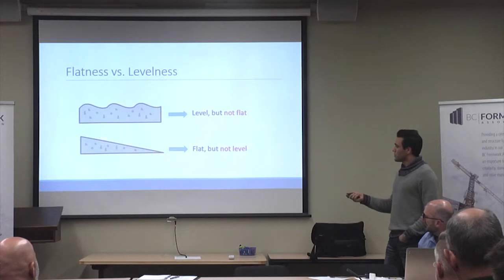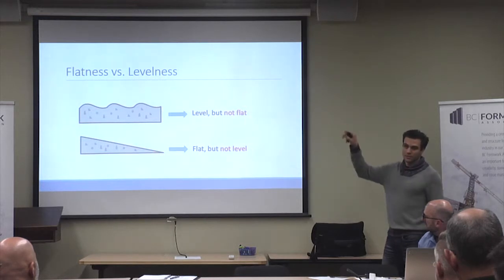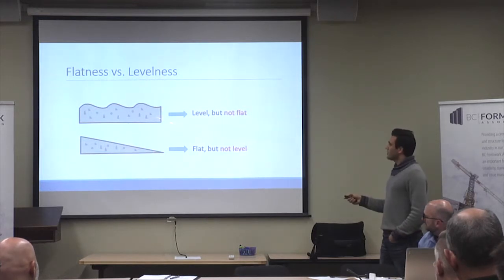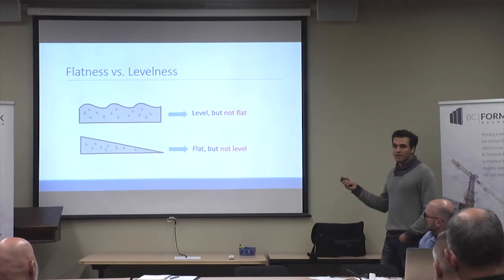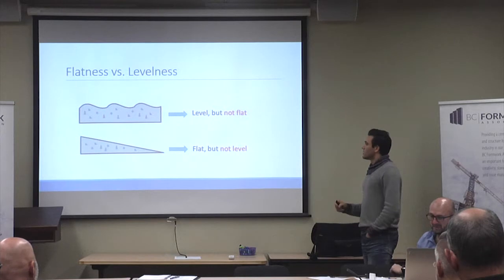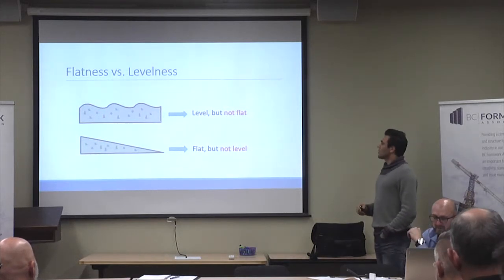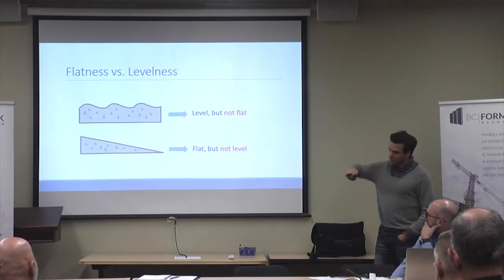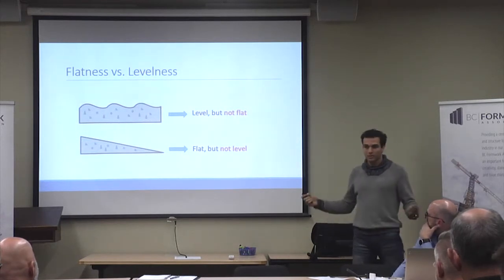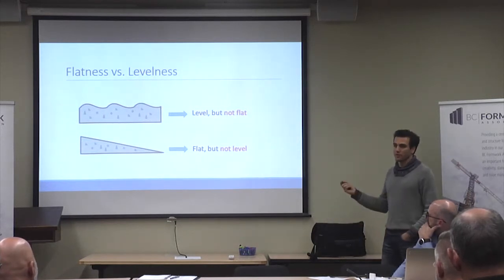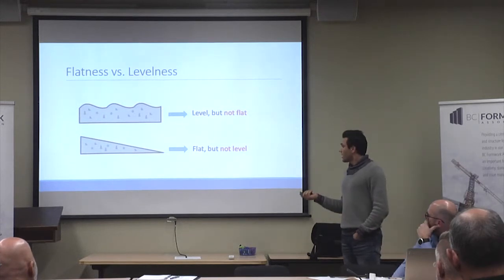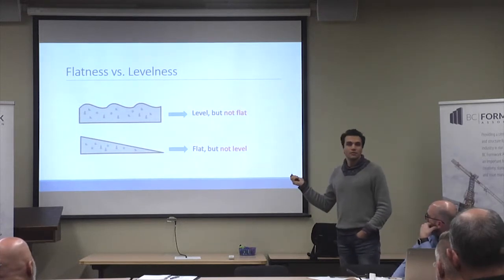So a floor could be flat, but not level, like this one. It's quite smooth, but it's tilted. Or it could be level, but not flat, so it's bumpy. It could be both flat and level, so it's a very good quality floor. Or neither flat nor level, so it's coming down or going up and it's bumpy. So that's basically 4 possibilities. Any question about it?